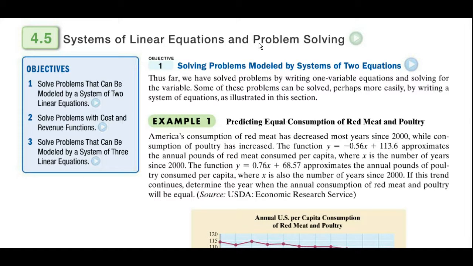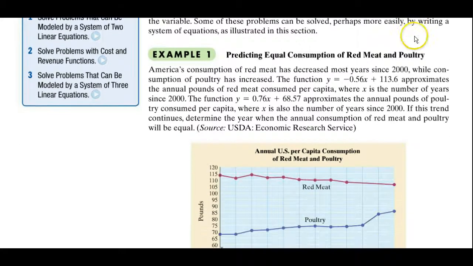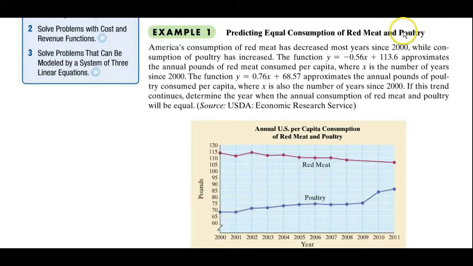So we're going on now to section 5, which would be where we're going to use systems of linear equations and solve word problems. Okay, so that's basically what we're doing. So in example 1, they're talking about predicting equal consumption of red meat and poultry. And you can read through this, but basically they have 2 equations, this one and this one.